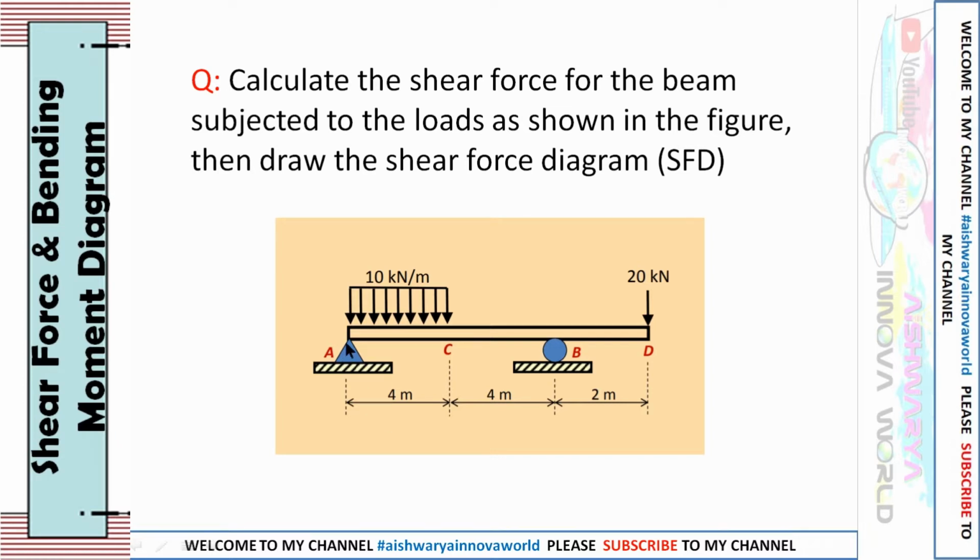In this diagram, this is a fixed support and this is a roller. When there is a roller, there will be only one vertical force. But in the case of a fixed support, we'll have both a vertical as well as a horizontal force. This is a UDL, a uniformly distributed load, till the point C, and this is a point load acting at the point D, a vertical load. Let's go for the solution.